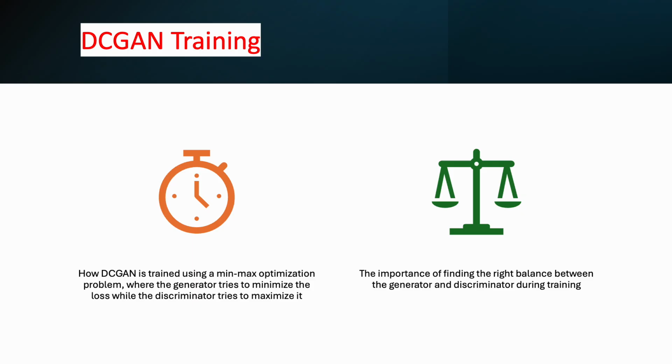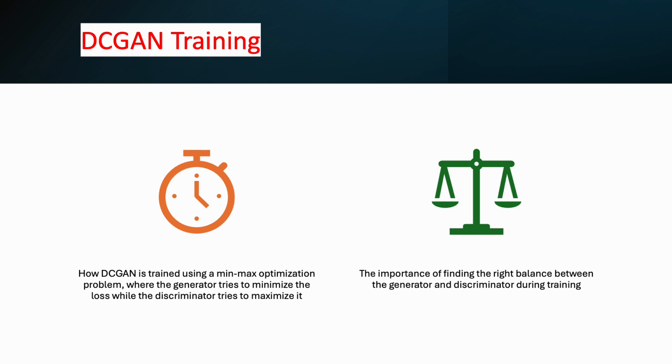The DC-GAN training: how DC-GAN is trained using a min-max optimization problem, where the generator tries to minimize the loss while the discriminator tries to maximize it. The importance of finding the right balance between the generator and discriminator during the training. Let's look into this together.